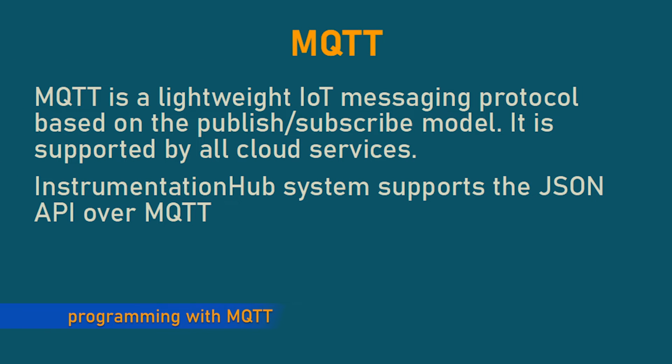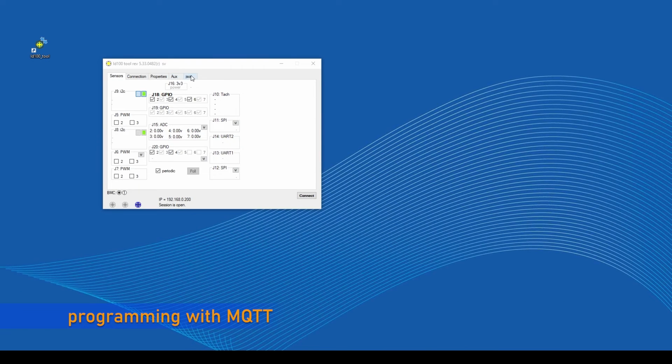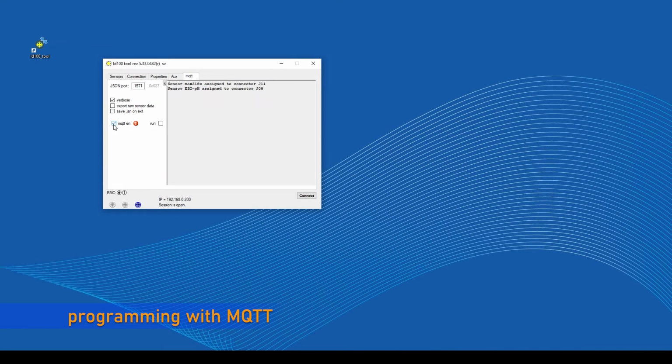MQTT is a lightweight IoT messaging protocol based on the publish-subscribe model. It is supported by all cloud services. The Instrumentation Hub system supports the JSON API over MQTT. Let's show how we can use the JSON API over MQTT with Python using the Python command line. First, we switch the LD100 tool to work over MQTT. The JSON packets are now carried over the MQTT protocol.